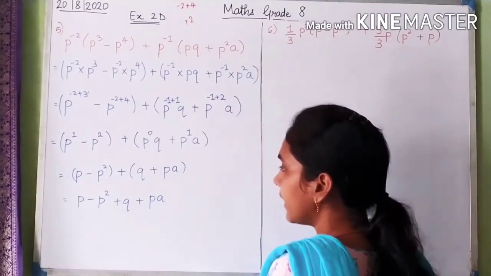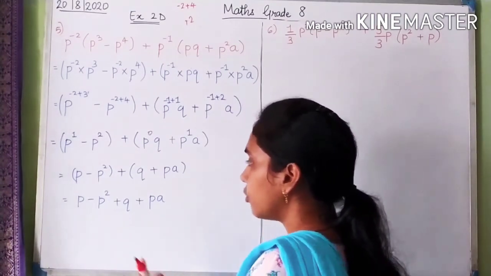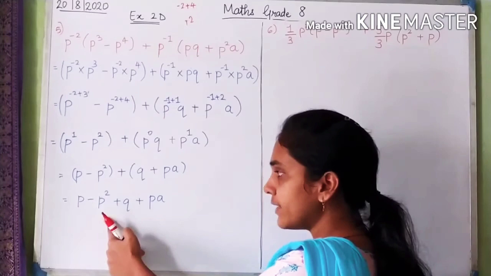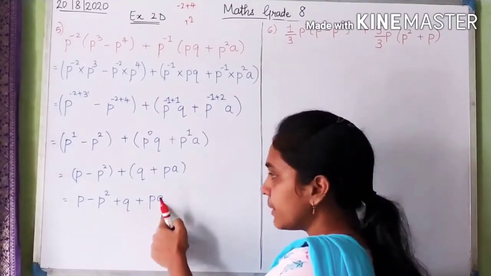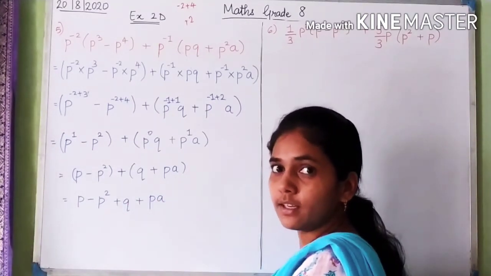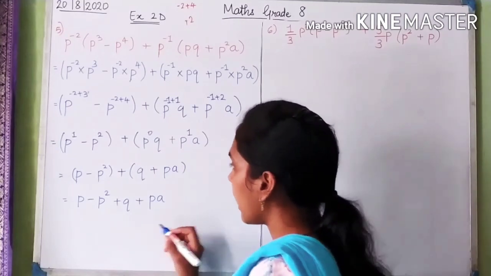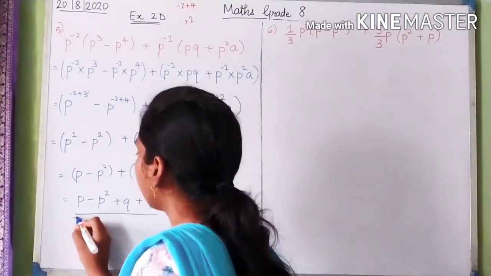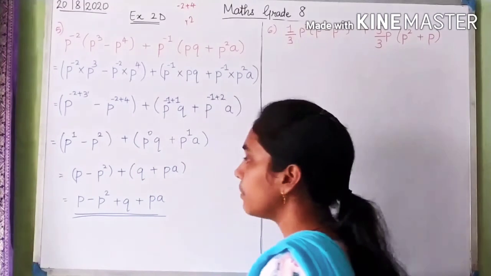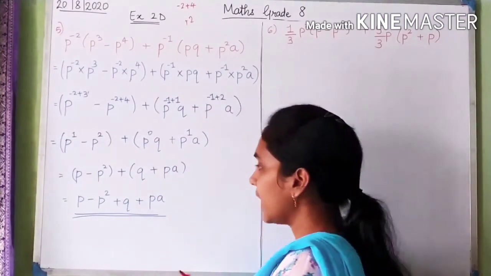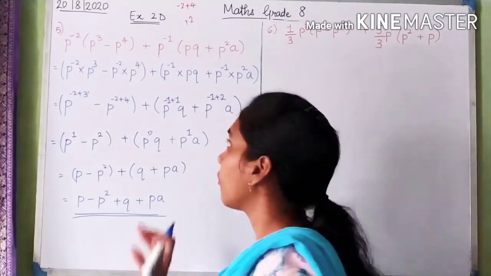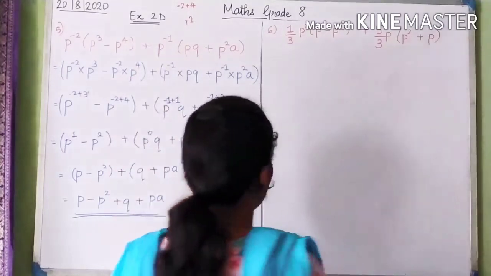Okay. Are there any similar terms here? No. This is a p term. This is a p square term. This is a q term and this is a pa term. So no term is like. Okay. So this is our final answer. Okay, p minus p square plus q plus pa is our final answer of this fifth expression.